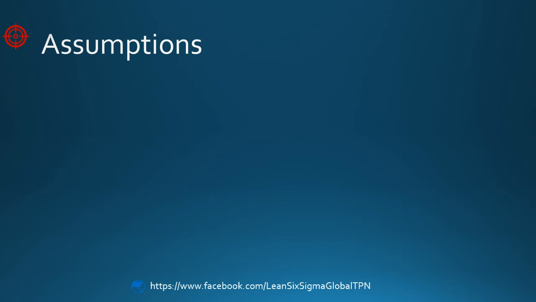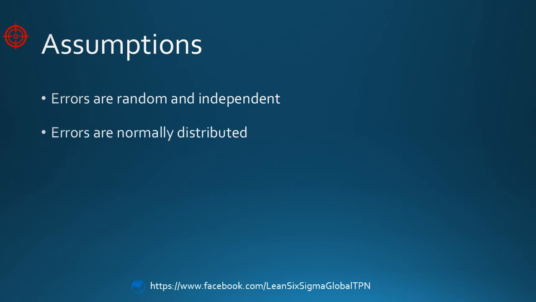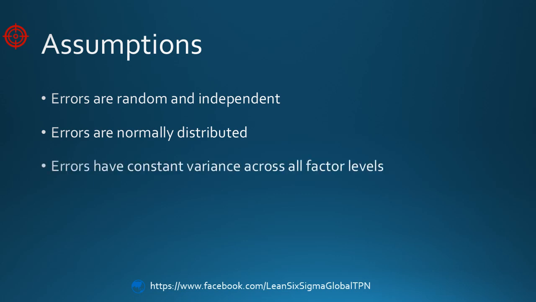The three assumptions are that the errors are random and independent, the errors are normally distributed, and the errors have constant variance across all combinations of factor levels. And this same method applies to two-way ANOVA.